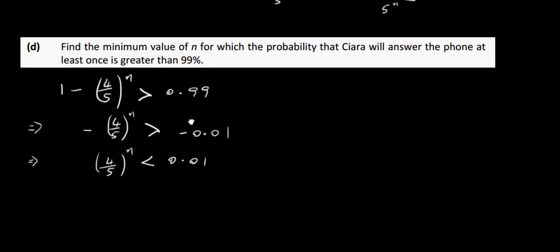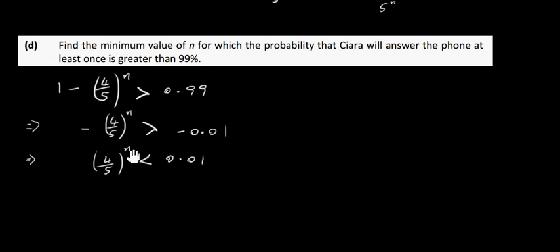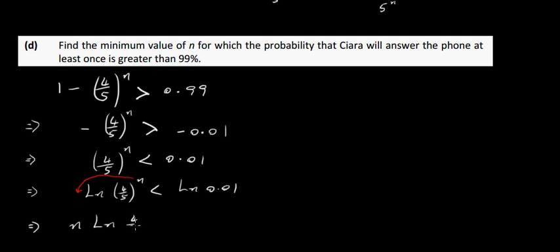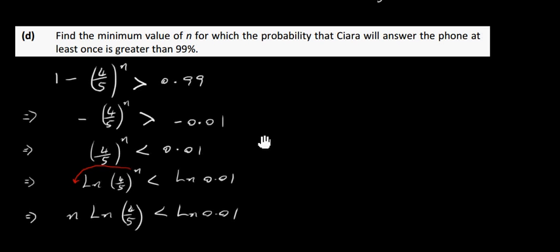Now because our power here is the variable that we want to find, we want to work out what n is. What I'm going to do is take the log of both sides. I'll take the natural log, so ln of 4/5 to the power of n less than the log of 0.01. Now, using the laws of logs, I can take that n and bring it down. So what I end up with is n times the log of 4/5 less than the log of 0.01. I'll just move up here now because I'm running out of room.